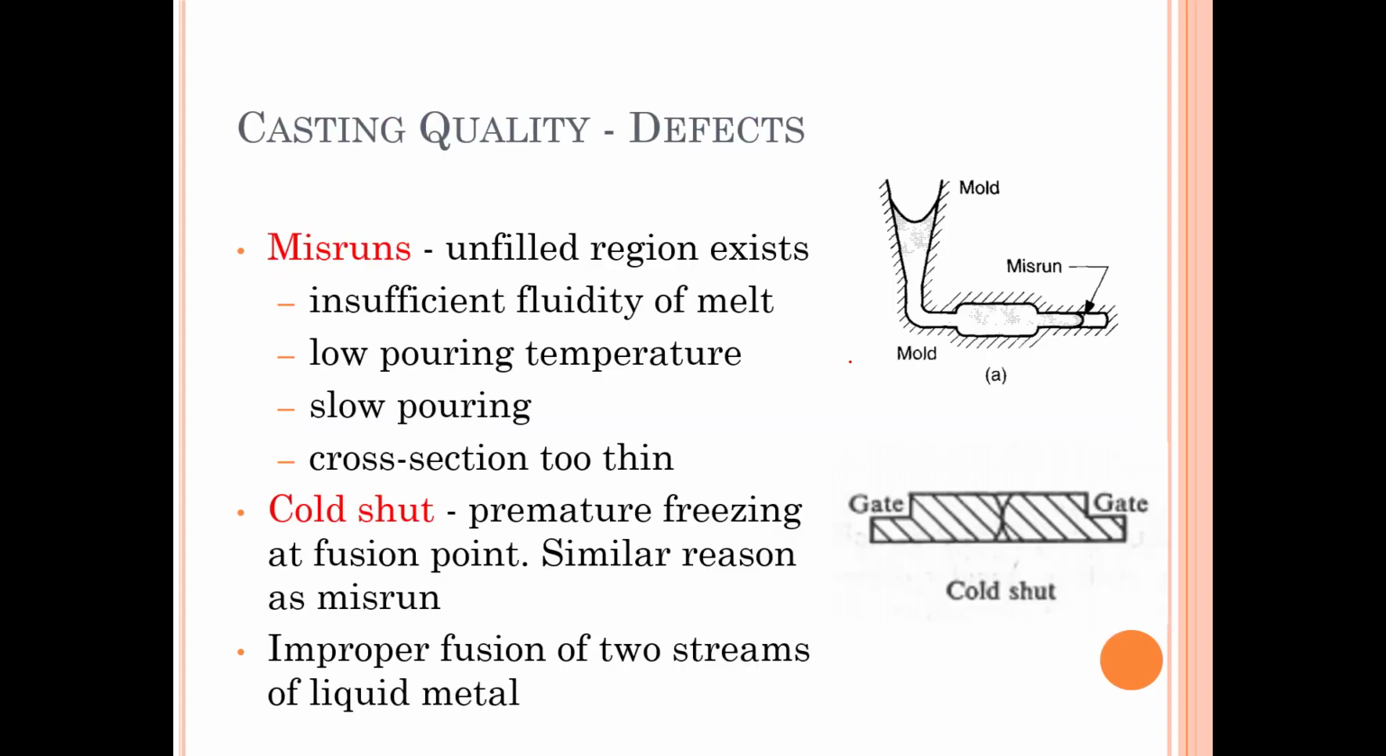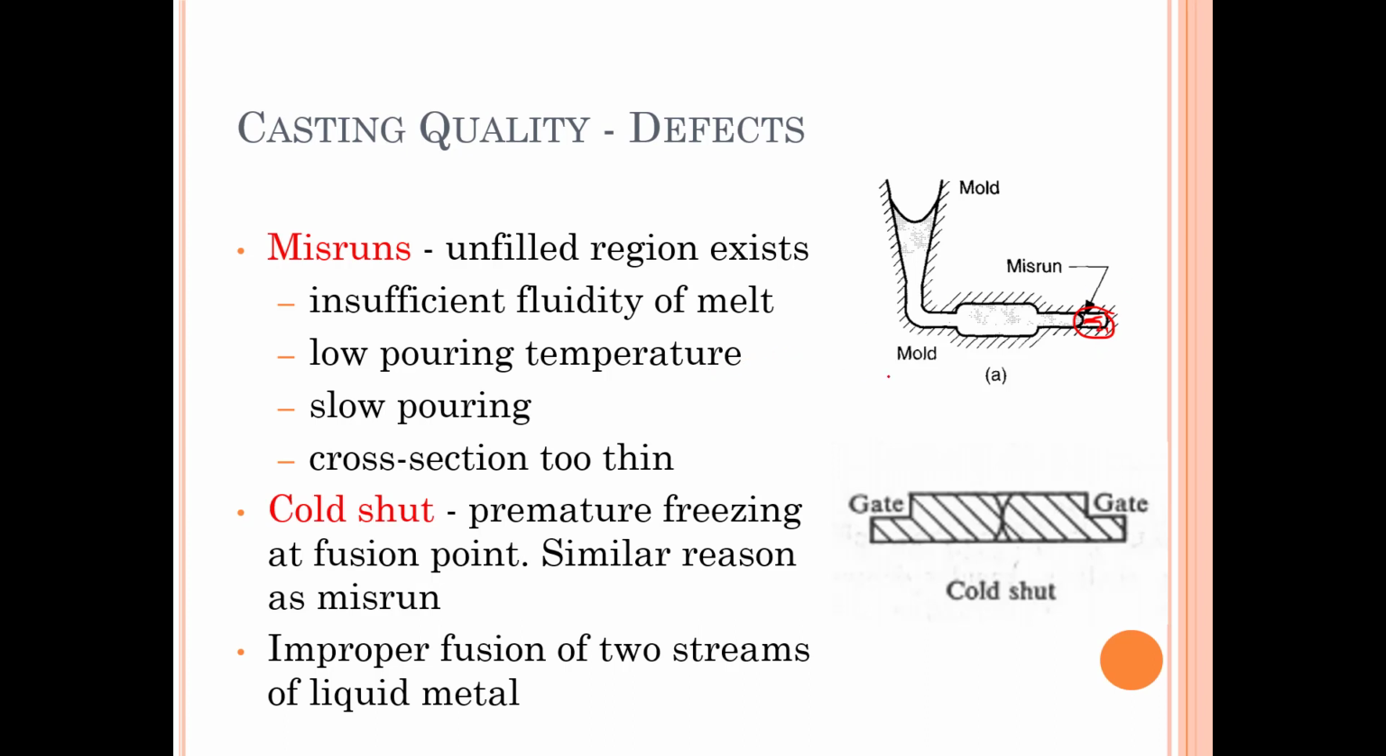Next we are going to see the casting quality defects. First one is misrun. This is an unfilled region that exists in the mold. It is due to insufficient fluidity of metal, low pouring temperature, slow pouring, or a cross section that is too thin. Up to this point the material should fill, but it is not filled properly. That is known as misrun.